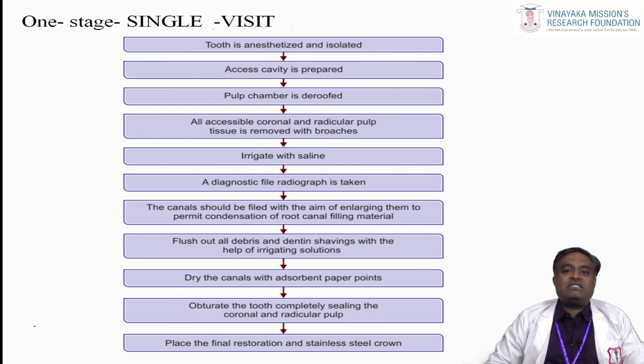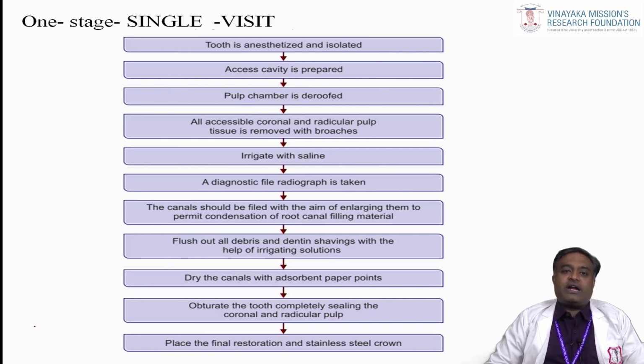First, coming to the one stage single visit pulpectomy: the tooth is anesthetized, and after that you have to isolate with rubber dam or any isolation technique. After that access cavity opening should be done, and the pulp chamber is deroofed. All accessible coronal and radicular pulp tissue is removed, and after that you irrigate with saline. A diagnostic file radiograph should be taken after that, and the canal should be enlarged to permit condensation of the root canal filling material inside the canals, and then flush out the debris and dentinal shavings with any irrigating solution.